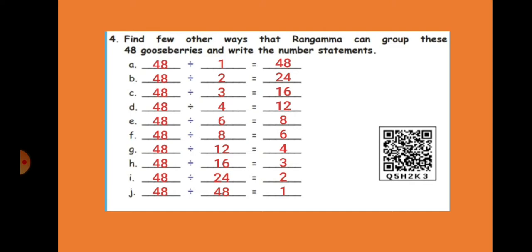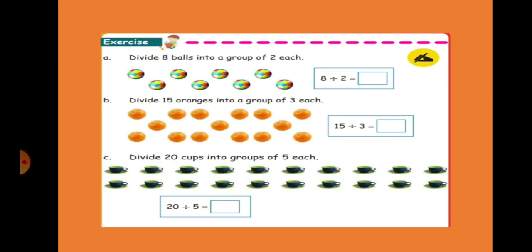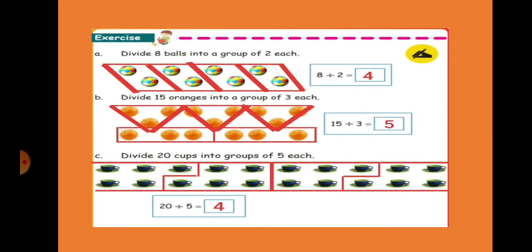Okay children, till this we finished in the last class, and I gave the assignment: divide 8 balls into groups of 2 each. So 8 divided by 2, how much are we getting? Divide 15 oranges into groups of 3 each. 15 divided by 3, how much? Divide 20 cups into groups of 5 each. 20 divided by 5, we'll see how much.